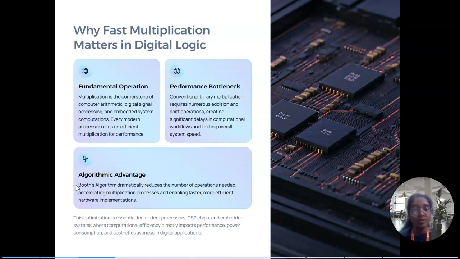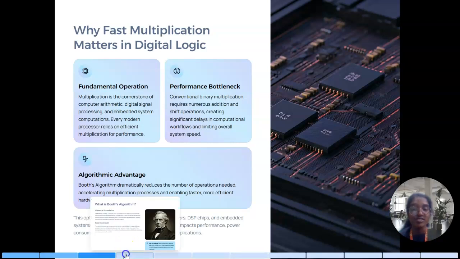And the algorithm advantage: Booth's algorithm dramatically reduces the number of operations needed. That means it accelerates multiplication and enables faster, more efficient hardware implementations. This optimization is essential for modern processors, DSP chips, and embedded systems, where computational efficiency directly impacts performance, power consumption, and cost effectiveness in digital applications.